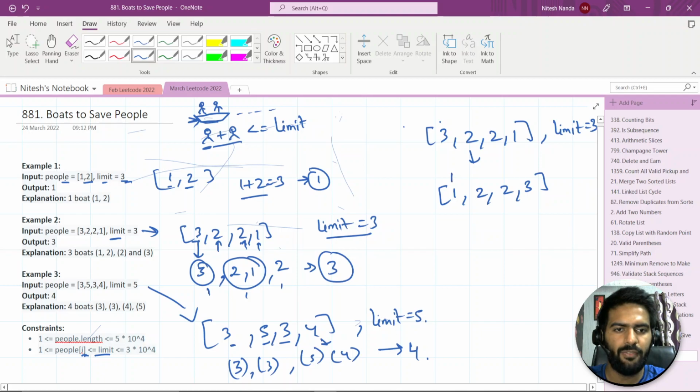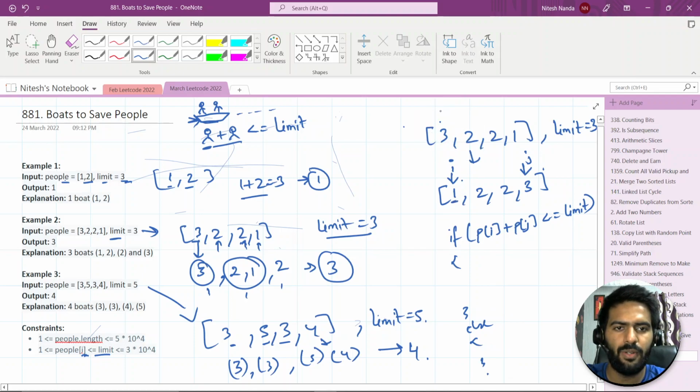We will take one pointer here and one pointer here, let me call them i and j. If the ith person's and jth person's weight sum is less than or equal to the limit, I will take both persons, and I only require one boat, and I will move further. So we check if people[i] plus people[j] is less than or equal to the limit, we do something, else we do something else, but whatever we do, we require one boat.